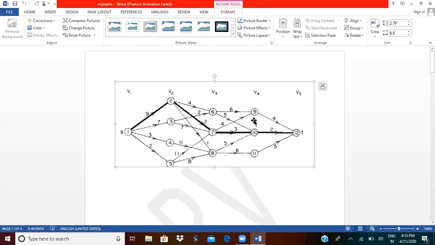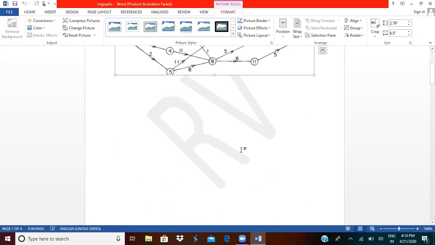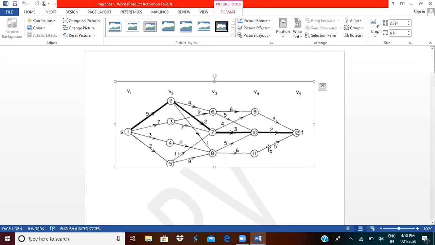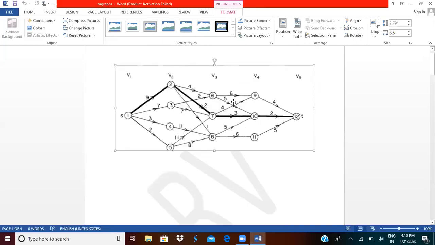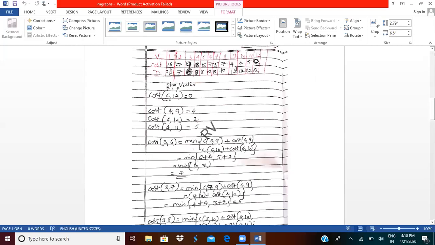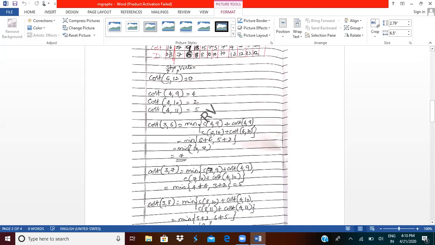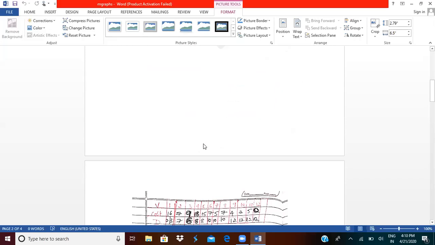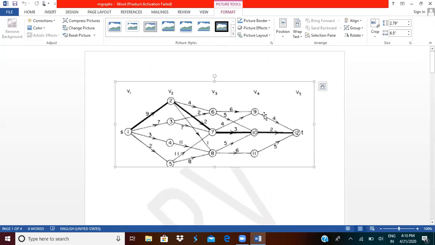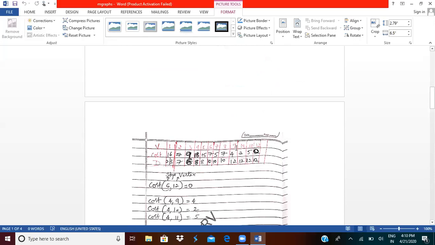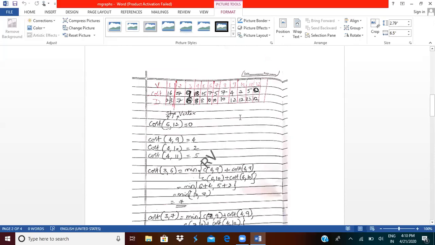Can you understand? Cost from 6 to 9 plus cost of 9. Sorry, cost of 6 to 9 is 6. 6 plus cost of fourth stage 9, that is 4. 6 plus 4, 10. So minimum is 7.